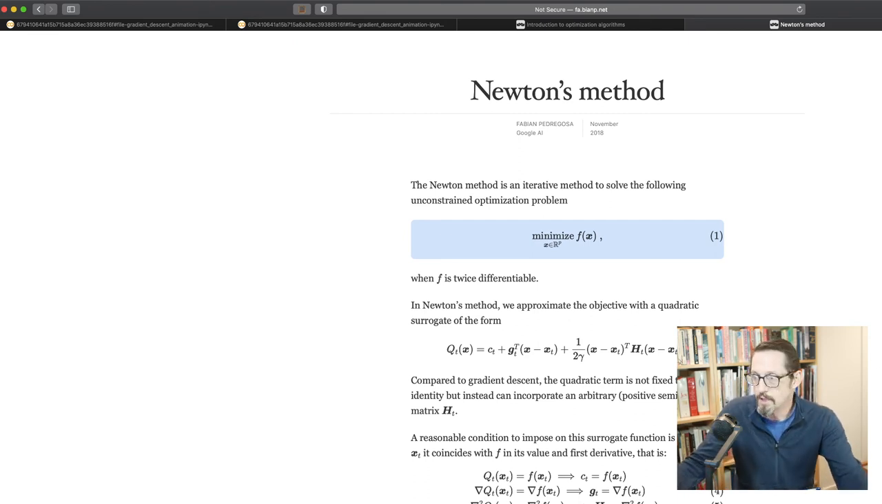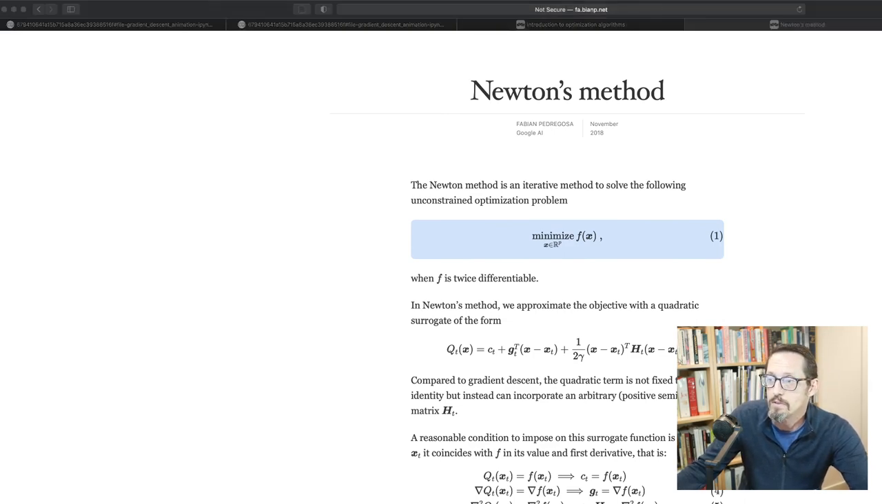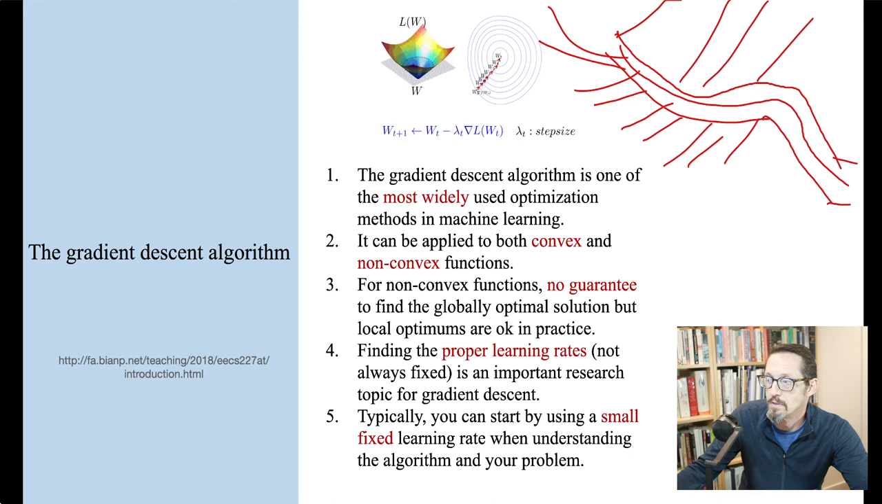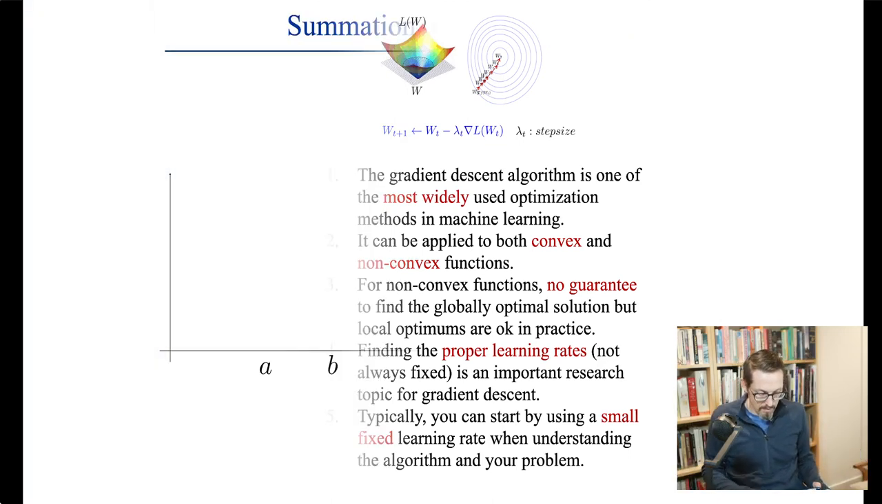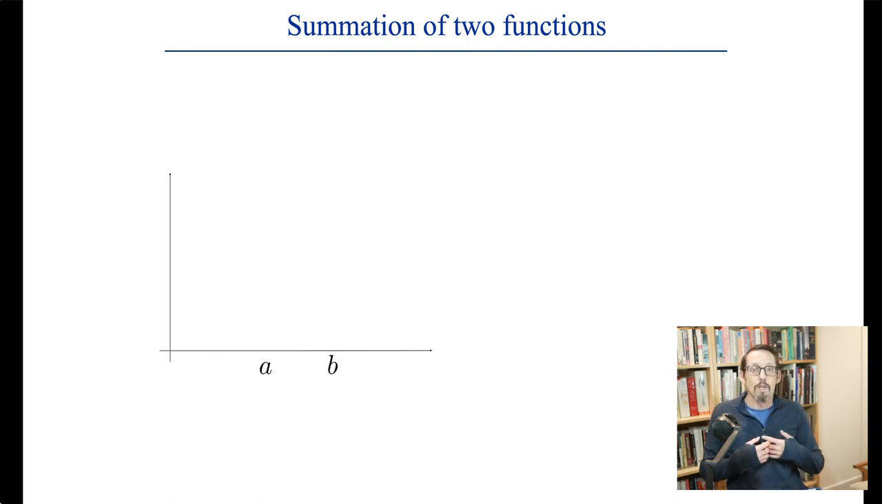All right, so where are we at now? Well, just about perfect in timing. So that was really all I had to cover in gradient descent.